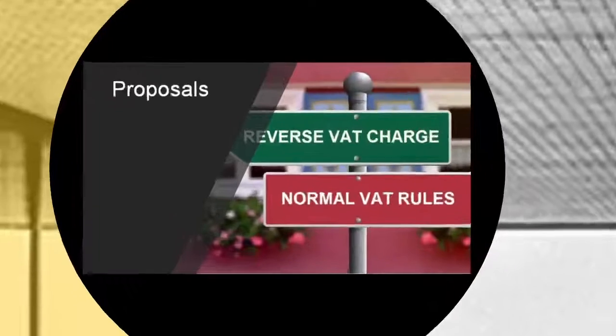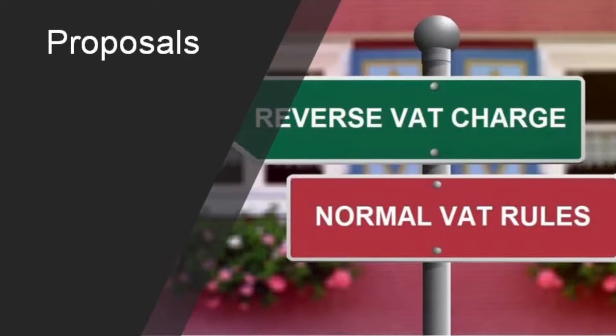So what are their proposals? When the reverse charge applies, the customer accounts for the supplier's output VAT. This measure only applies to construction supplies made by a business to a business, so B2B. You need to apply the reverse charge when all of the following conditions are met.